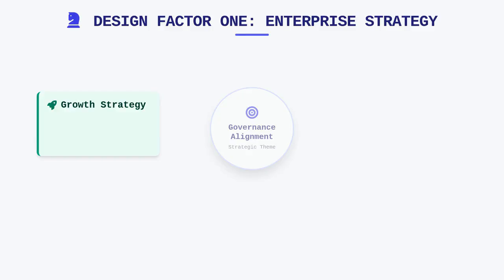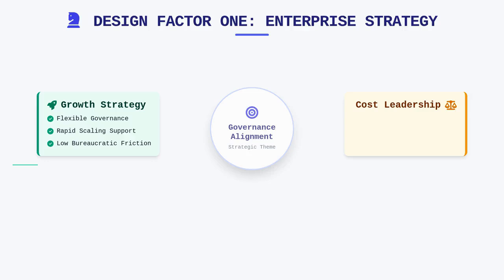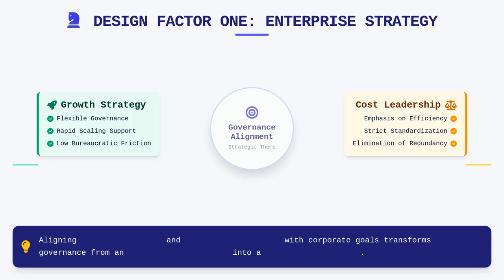When a company adopts a growth strategy, the governance system must remain flexible enough to support rapid scaling and new market entry, often at the expense of rigid bureaucratic controls. Conversely, a cost leadership strategy demands a governance system that emphasizes efficiency, standardization, and the elimination of redundant processes to preserve margins. By identifying the primary strategic theme, we can better align our governance objectives to support business outcomes rather than viewing governance as an administrative burden. This alignment ensures that our IT infrastructure and management practices work in unison with corporate goals, thereby facilitating success instead of acting as a bottleneck.